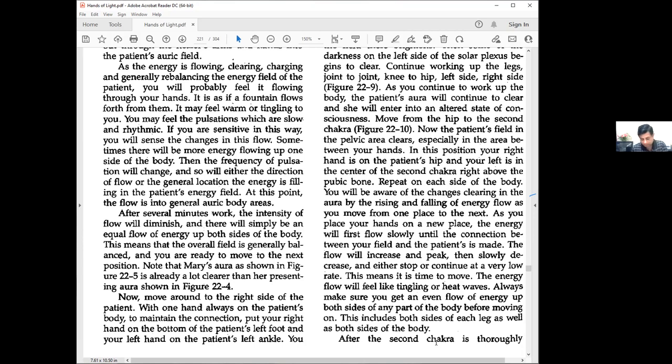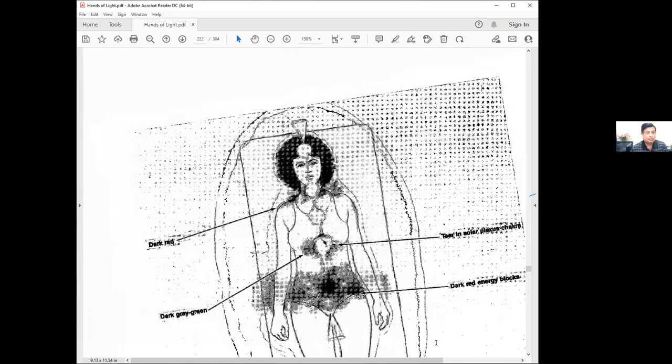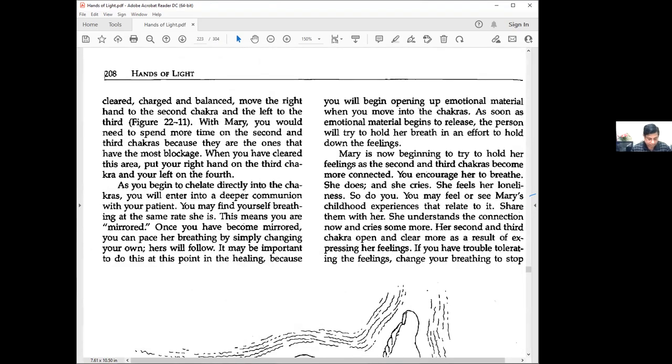After the second chakra is thoroughly cleared, charged and balanced, move the right hand to the second chakra and the left to the third, figure 22.11. With Mary, you would need to spend more time on the second and third chakras because they are the ones that have the most blockage.